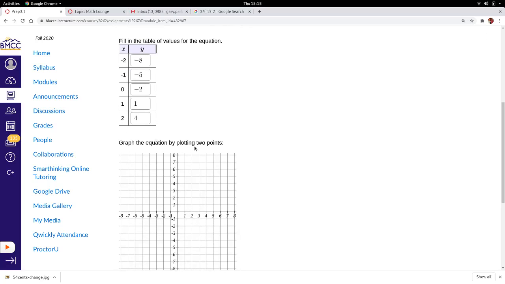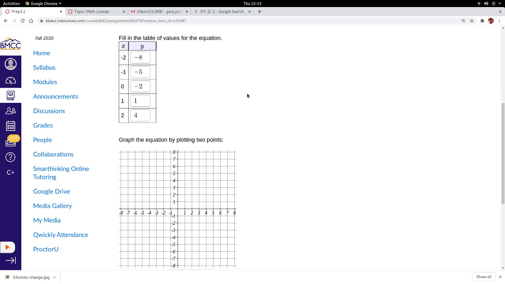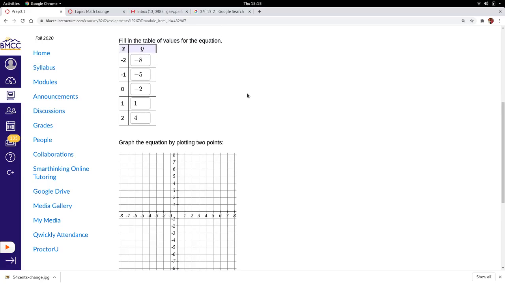Then we want to graph it by plotting 2 points, right? It's so important to read directions here. So you can pick any 2 points you want. So what shall we try? How about, let's see, 2, 4 looks like a nice point. 2 and then 4.